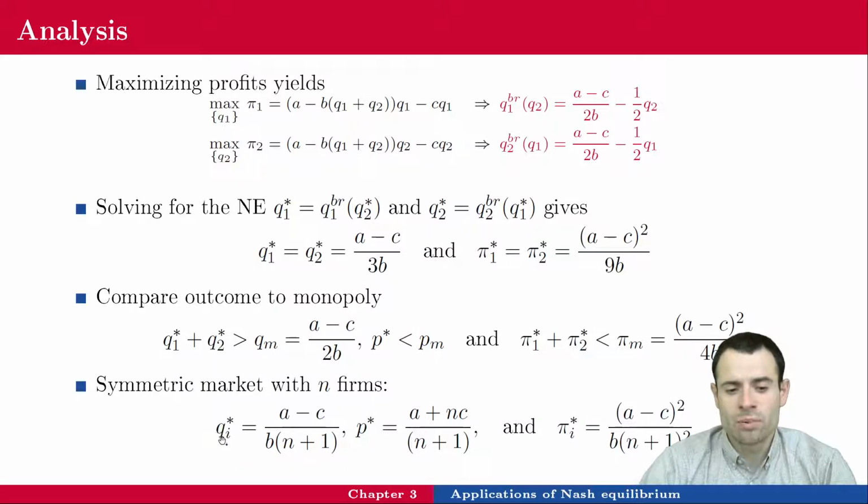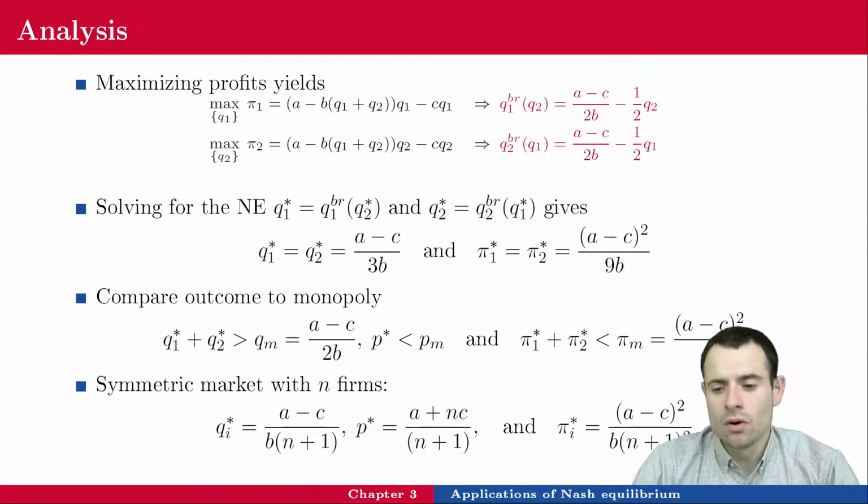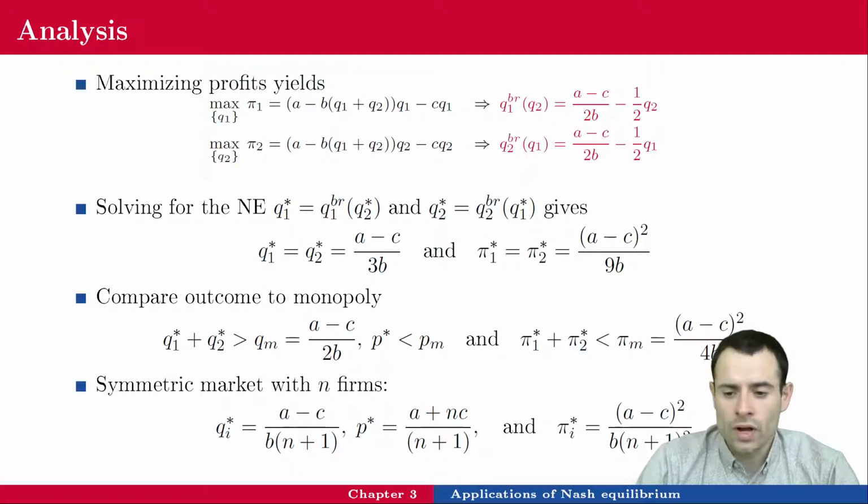Once you have the quantities, you can plug all of them in the demand function to get the price. Note that the price depends on n here and n here. And finally, profit of each firm will be A minus C squared over B times n plus 1 squared, which in the case of n equal to 2 comes down to A minus C squared over B times 2 plus 1 squared. 2 plus 1 squared is 3 squared, which is 9. And you go back to the two firms case.